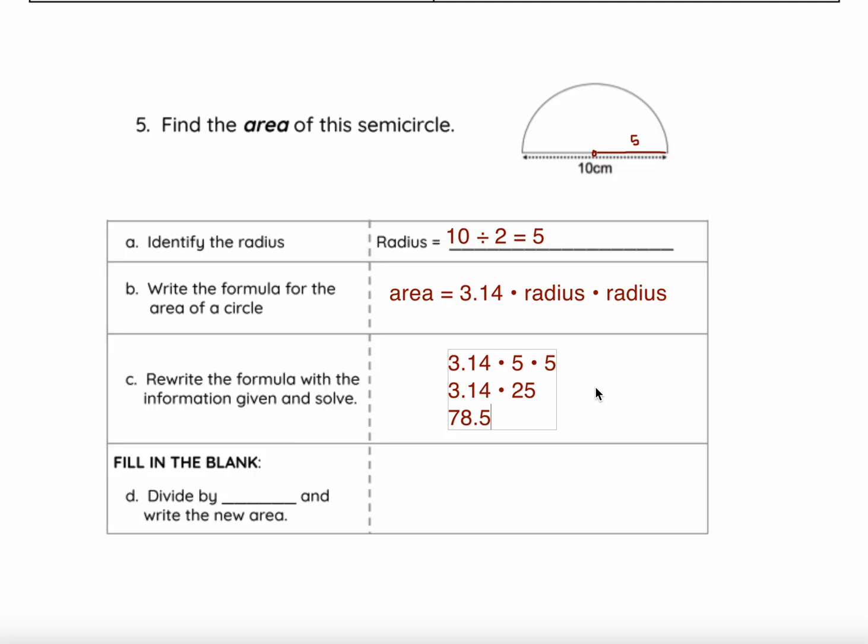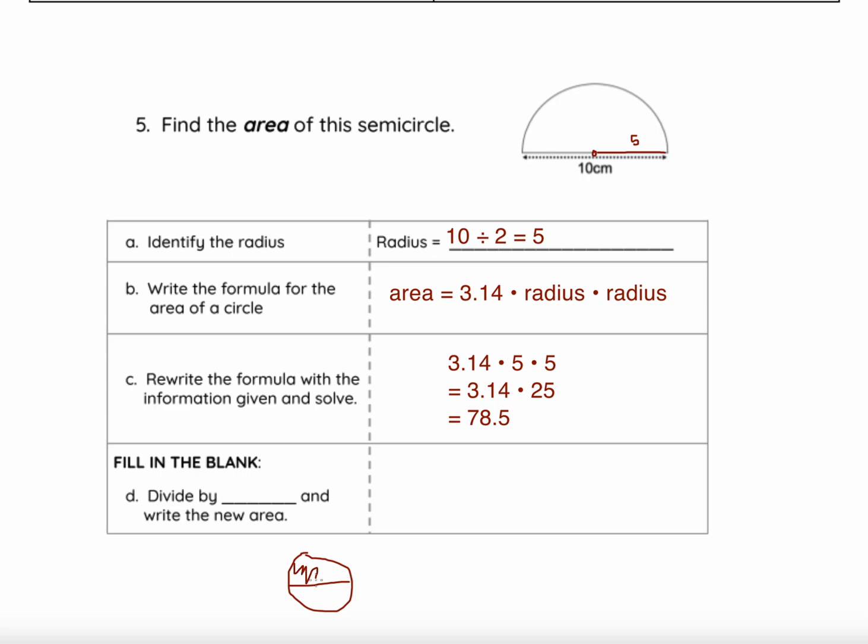And you might think that we're done here, but actually this is for the full circle, but we don't have a full circle here. We have a half of a circle. So in order to find half of the circle, we're going to need to do some more math. And I like to think about it like this. The formula that we did is for the area of this whole circle. We have only half of the circle.